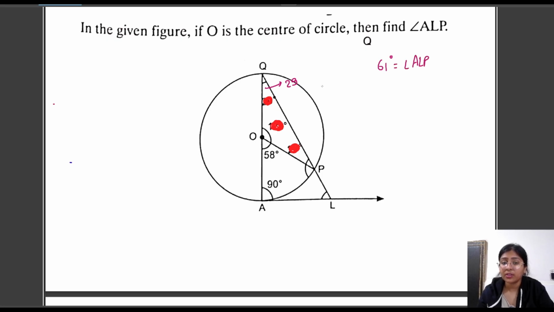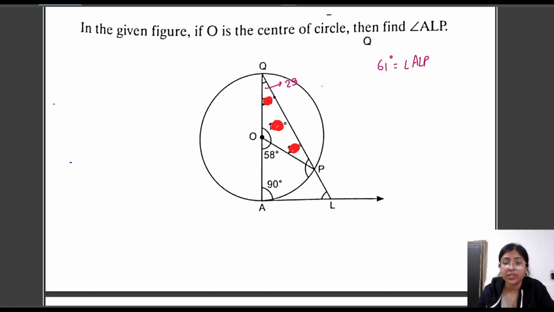Very easy question. Yes or no? Yes. Only this data will be given to you. You need to find out the angle ALP. So you need to apply the class 9 theorem. Angle subtended on the same arc at the center is twice the angle subtended on the circumference, or we can say the remaining part of the circle.